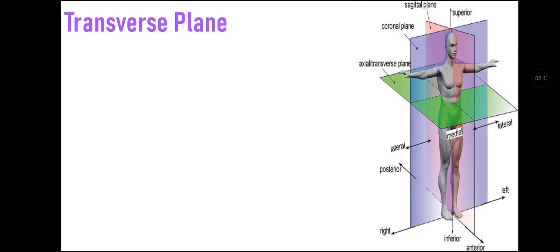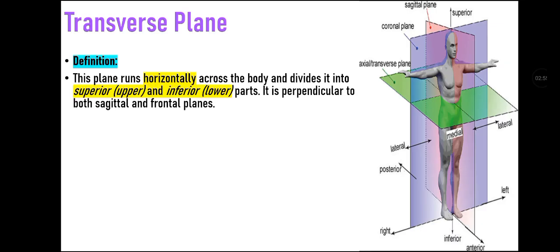Now let's talk about transverse plane, that is the third main anatomical plane. As you can see here in the diagram, it can be defined as a plane that runs horizontally across the body and divides it into superior and inferior parts. It is perpendicular to both sagittal and frontal planes. As sagittal and frontal planes are both vertical, this transverse plane is horizontal, and it divides the body into upper and lower parts.